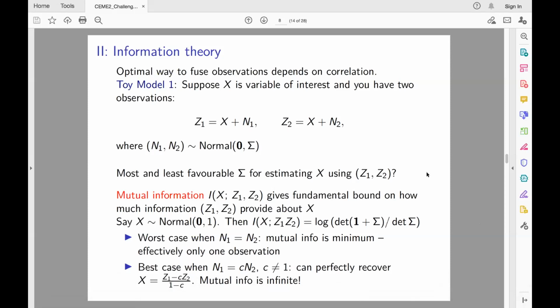And so in this case, it turns out that this independent intuition is completely wrong, that actually the worst case is when N1 and N2 are identical. So if N1 and N2 are the same, then clearly there's no more information in the second one than there is in the first one. And so you only have one observation. But actually something very, very close to that is best. So the best case is when N1 is a multiple of N2. If N1 and N2 are proportional, then actually you can perfectly recover X just taking a linear combination, and the mutual information is infinite.